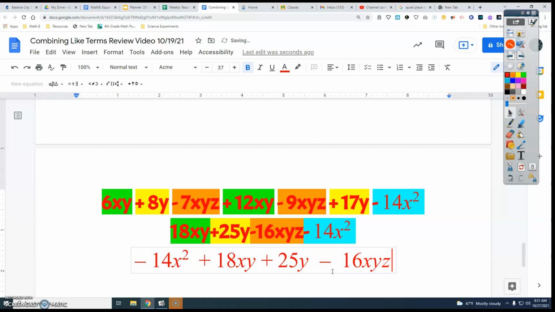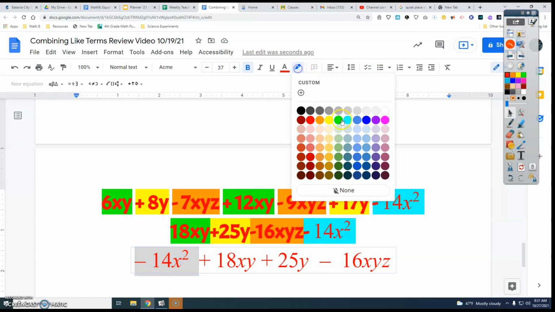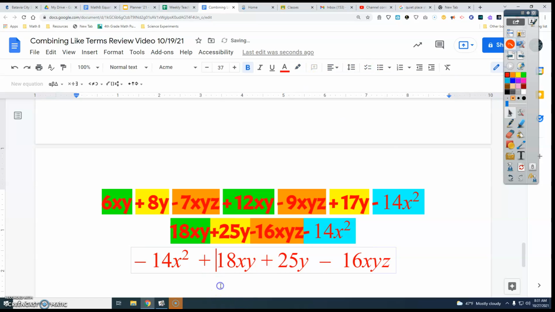So that's algebra and like terms in a nutshell. And you can see they're all different. So if we were to just do one last highlighting, this would be blue because it stands alone. We combined, well, it doesn't look like I'm highlighting. So we don't need to highlight, but you can see the idea going down here. So we have negative 14x squared plus 18xy plus 25y minus 16xyz. So this is our final expression, and we can't do anything more with this. This is all we have. So keep that in mind.